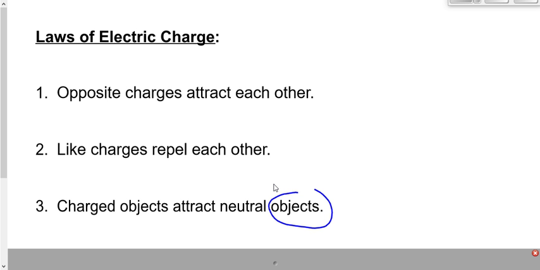But yet one's positive, one's neutral. Positive does not attract neutral. Negative does not attract neutral. Positive objects attract neutral objects. A balloon that is negative will attract a wall that is neutral. But they have to be objects. And again, tomorrow you'll see why that's the case.